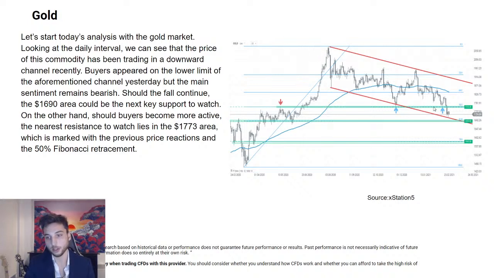You can see that it's kind of trending downwards from August 2020, ever since it reached above $2,000. And it's been trending downwards, touching this lower level several times. Now, as I said, let's start today. Looking at the daily interval, we can see that the price of this commodity has been trading in a downward channel. Buyers appeared on the lower limit of the aforementioned channel yesterday.